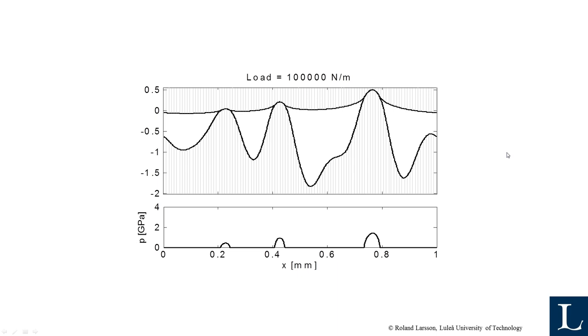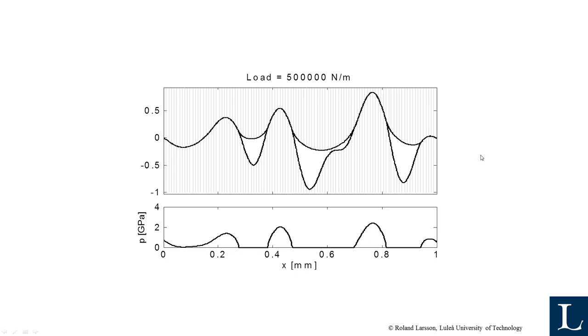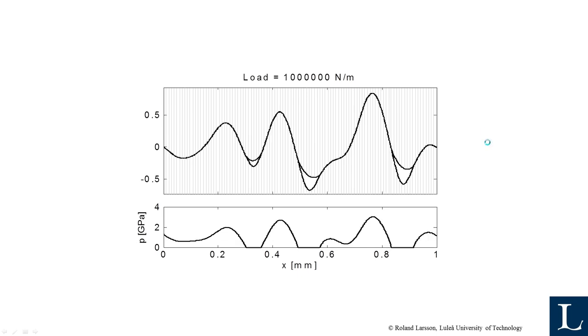So now you see it's a 100 times higher load than in the very first picture, and even 500 times higher load. Then you see that a big portion of the surface is in contact with the other surface. And in this case even 1000 times bigger load than the very first contact. Then we have almost full contact between the surfaces.